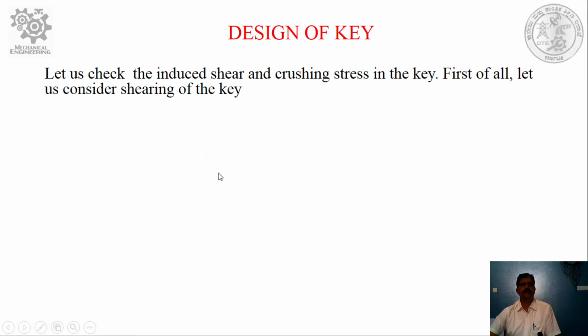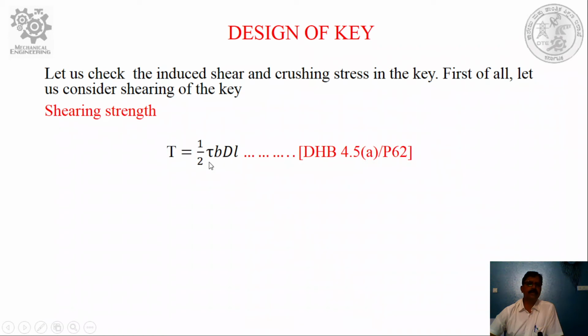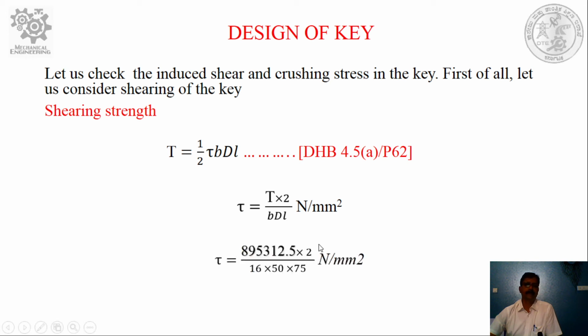Let us check the induced shear and crushing stress in the key. First of all, let us consider shearing of the key. The shearing strength: T is equal to half into tau into b into d into L. Substitute the values here and find out the induced shear stress. Now tau is equal to T into 2 divided by b into d into L, where b is the width, d the diameter, and L is the length of the key. After substituting the values, we get 29.84, the induced shear stress in the key.